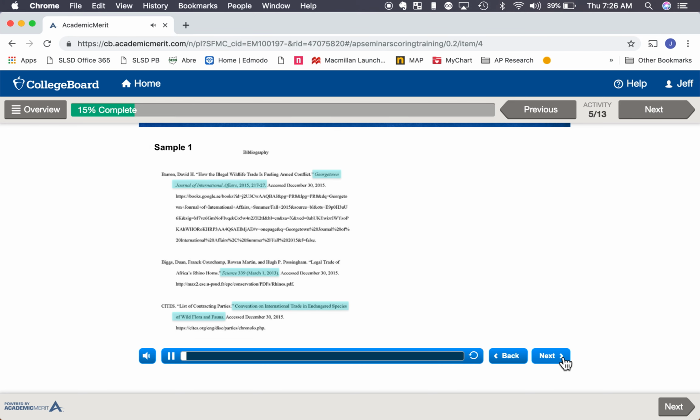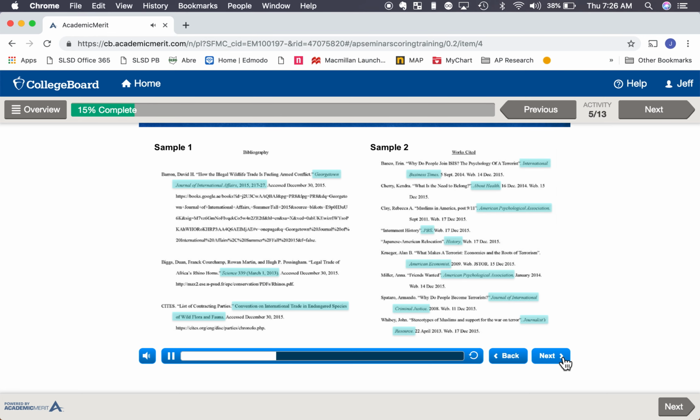The Rhino Horns paper, Sample 1, balances academic journals, like the Georgetown Journal of International Affairs and Annals of the Association of American Geographers, with primary sources, for example the CITES treaty and the NGO websites. Two more journalistic sources, Science Magazine and The Economist, provide additional general context, but the report does not overly rely on those sources.